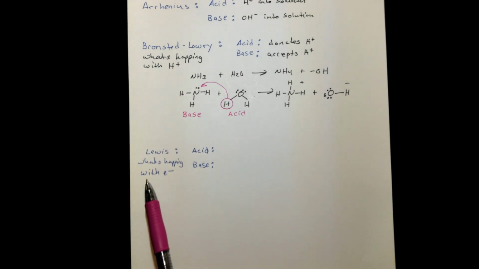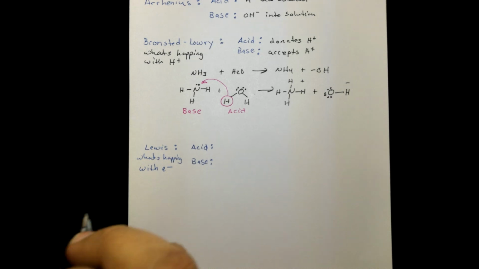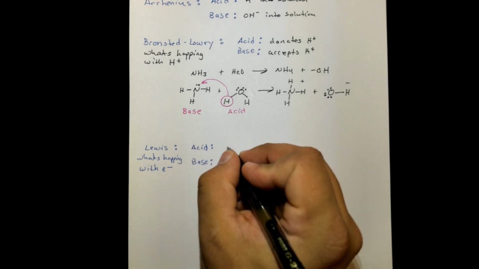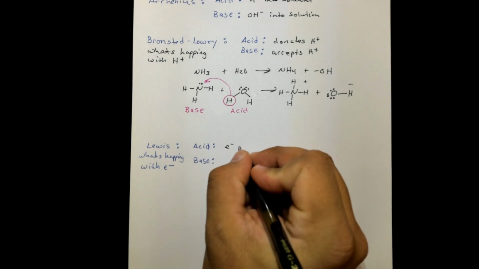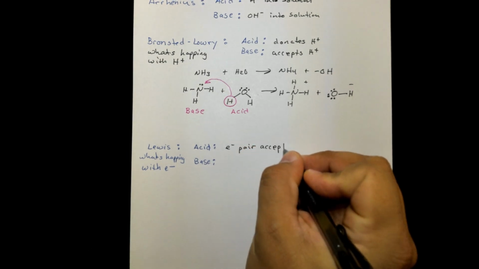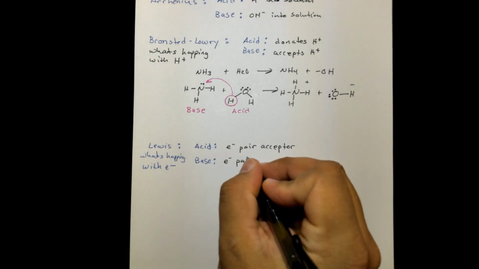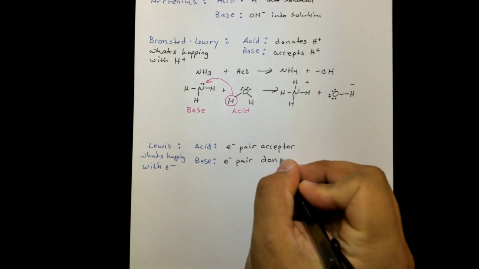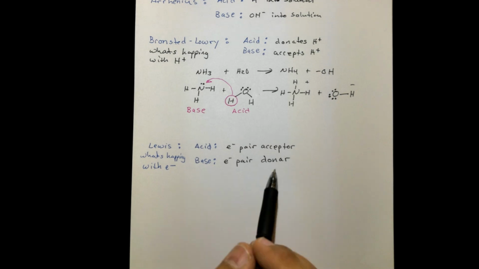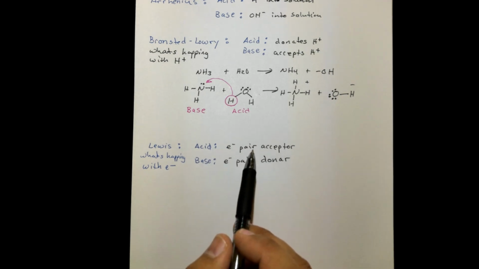Lewis is looking at electrons. What's happening with the electrons? How are these electrons moving around? So here's what Lewis said. Lewis said an acid is an electron pair acceptor, and a base is an electron pair donor. So the base is the guy who's donating electrons, and the acid is the guy who's accepting electrons.